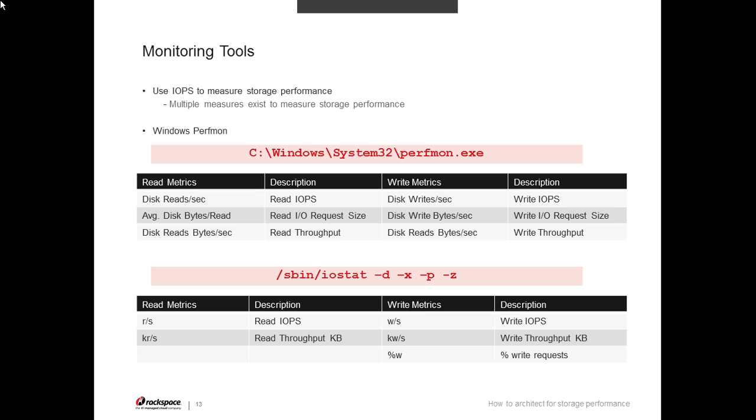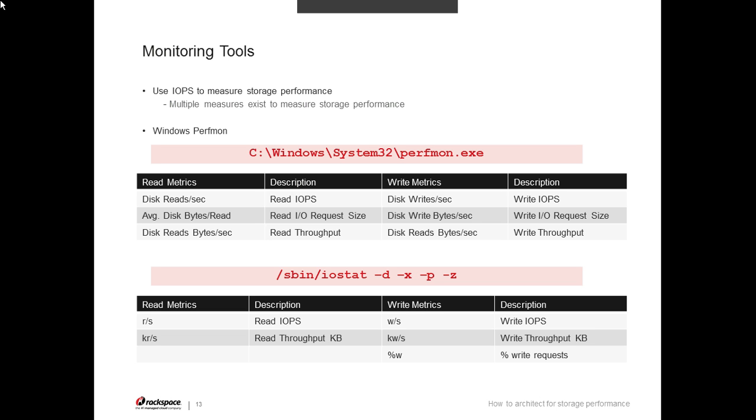IOPS measures the number of operations a storage system can handle per second. The larger the number, the greater the performance requirement. Now, there are a number of factors that affect IOPS, such as block size, but in the interest of keeping things simple, we're not going to factor this in.